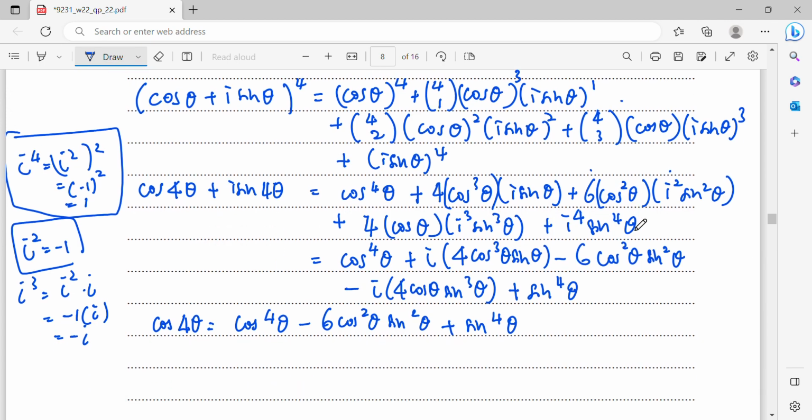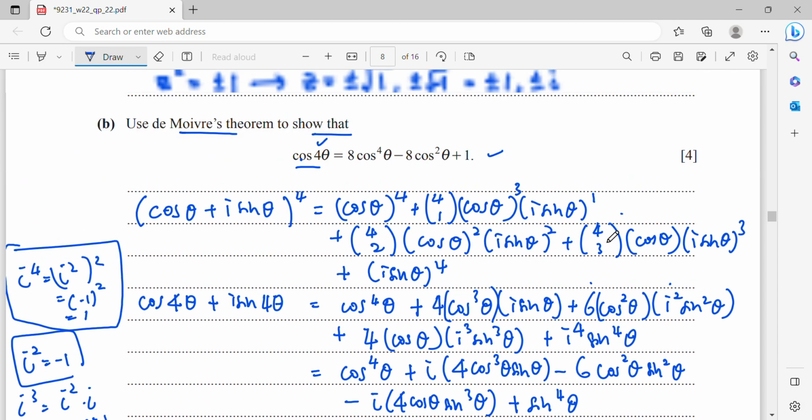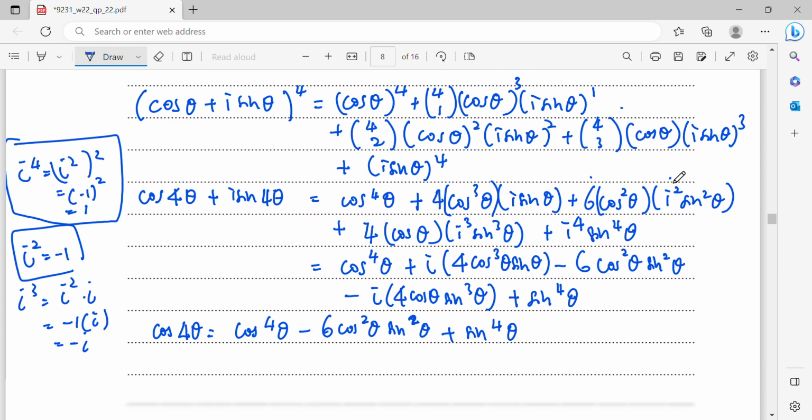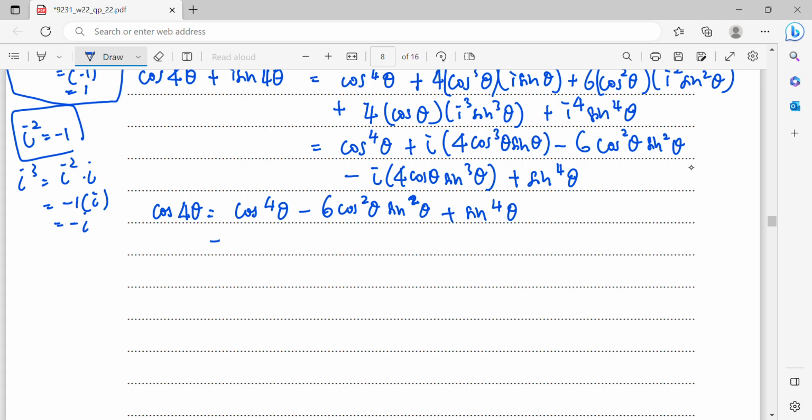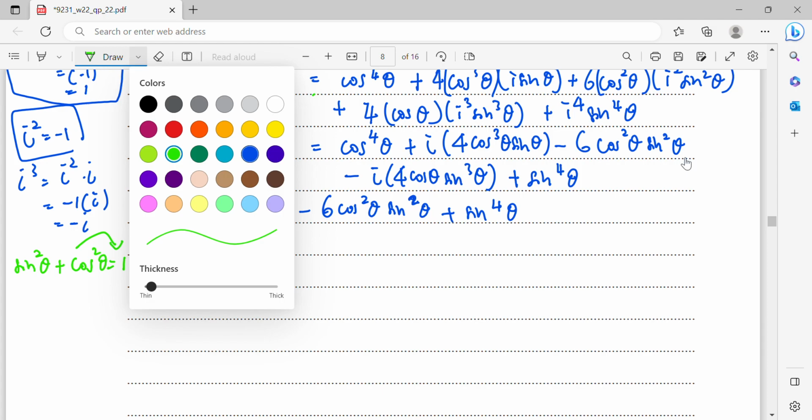Okay, so now this is the expression for cos 4 theta, but when you refer to the question here, we have to change it because in the question it just has cos theta, in terms of cos theta instead of a combination of cos and sin. So now we need to convert the sin^2 theta into cos^2 by using this identity. cos^2 theta plus sin^2 theta is 1. Therefore, sin^2 theta is 1 minus cos^2 theta.